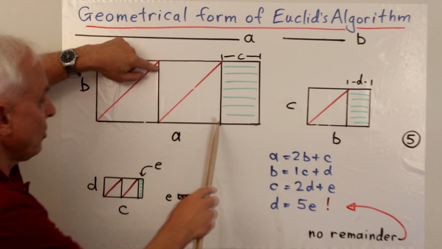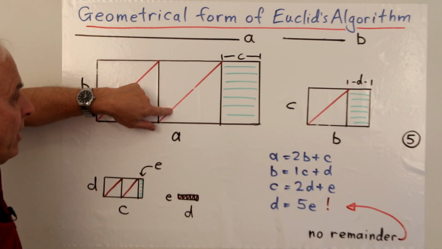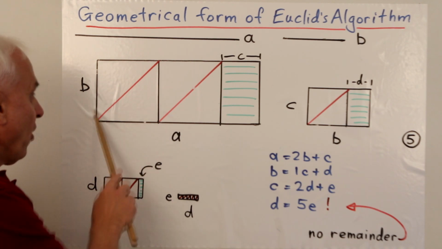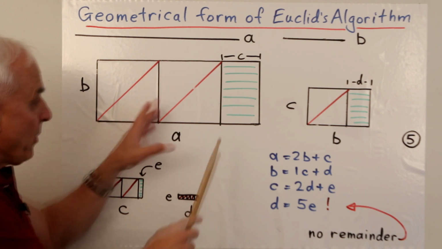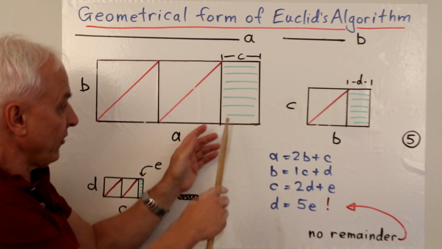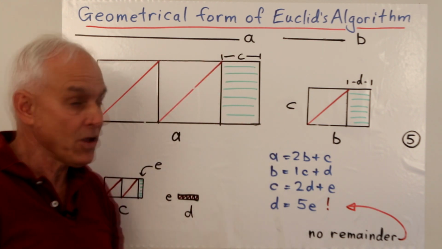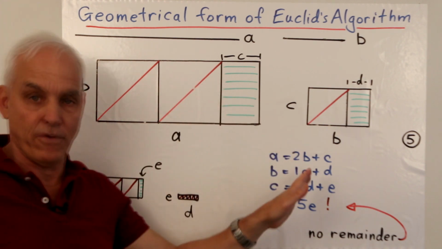Here's another copy of this square. So that's guaranteeing that this side is also B. This side is also B. So here we have 2B. Now we can't do this a third time because then we'd go beyond A. So there's something left over.